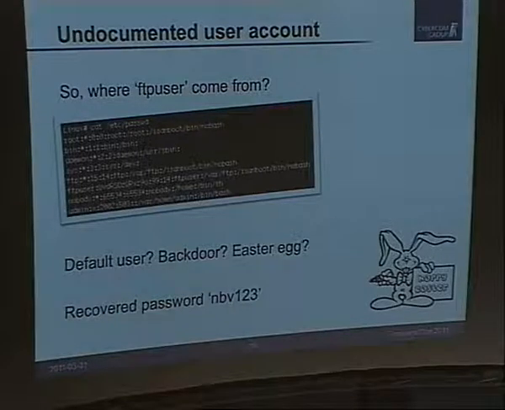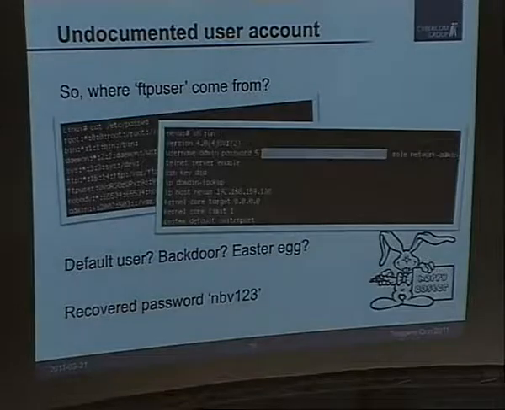And I cracked the password NBV123, and everybody started to Google. This is anyway what the configuration file looks like inside NXOS. And as you see, you have the admin user, but you don't have the FTP user. So that's an interesting way of actually backdooring the system: add the user in just one layer, not the other.